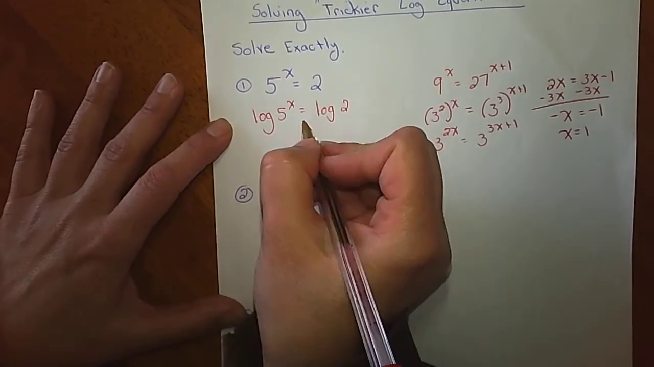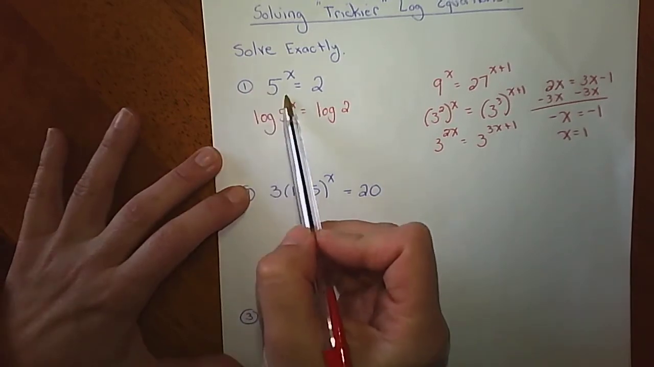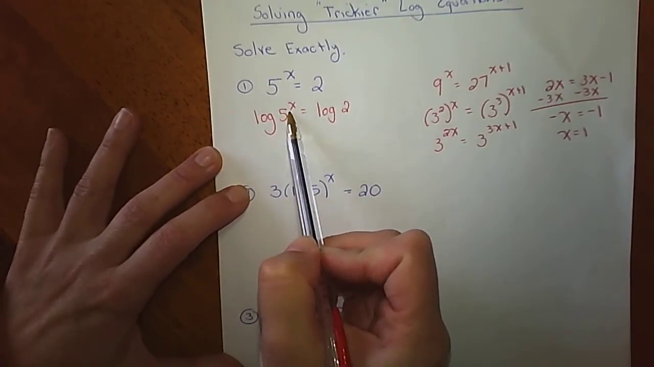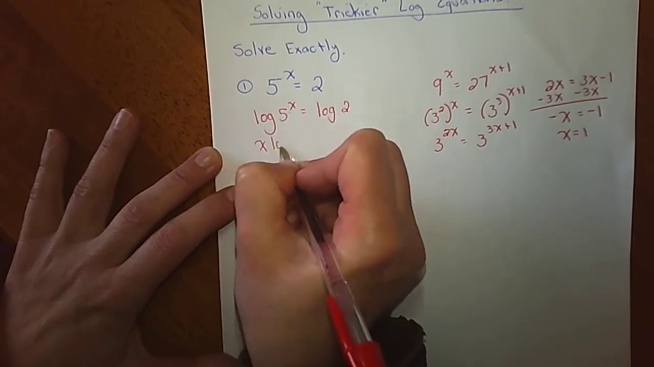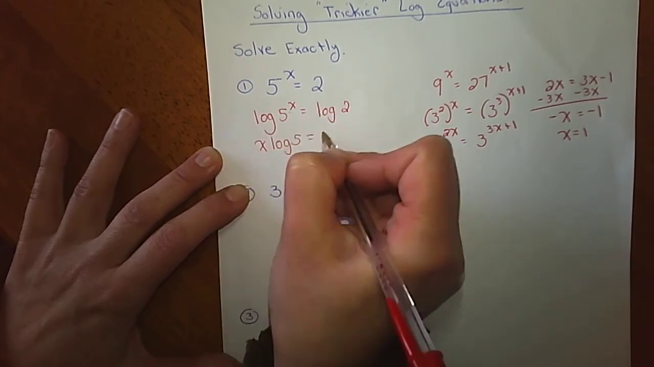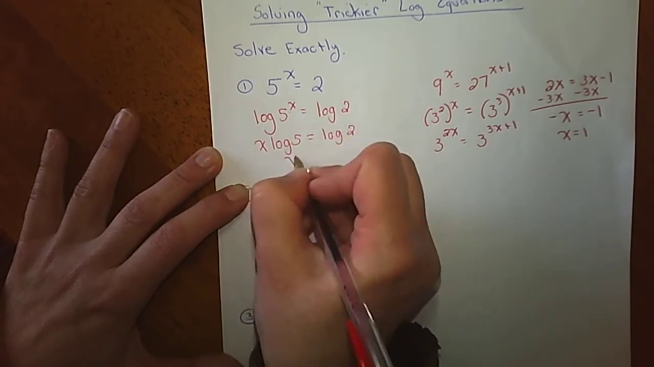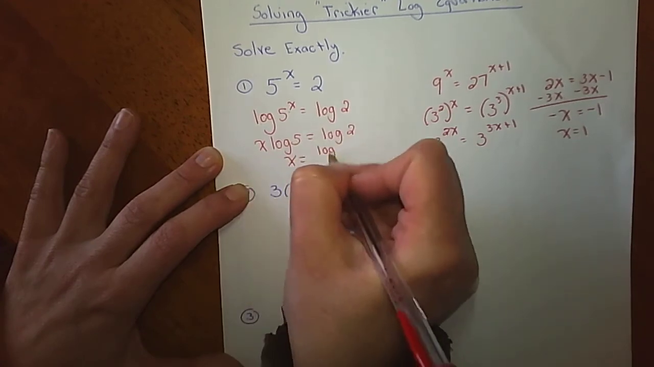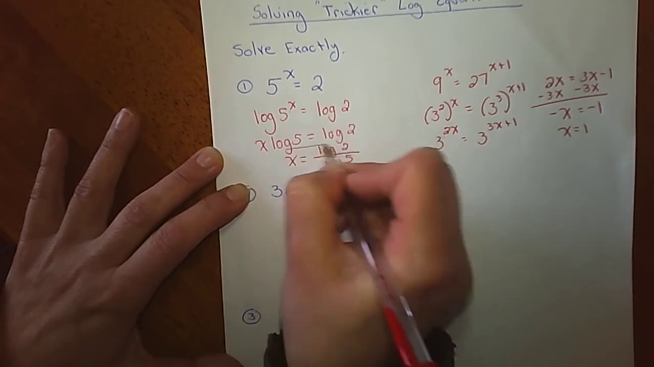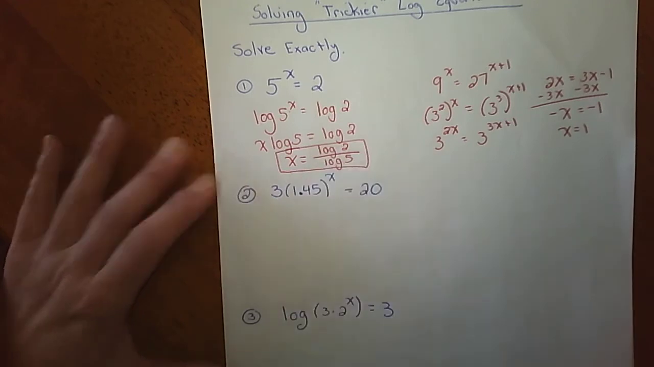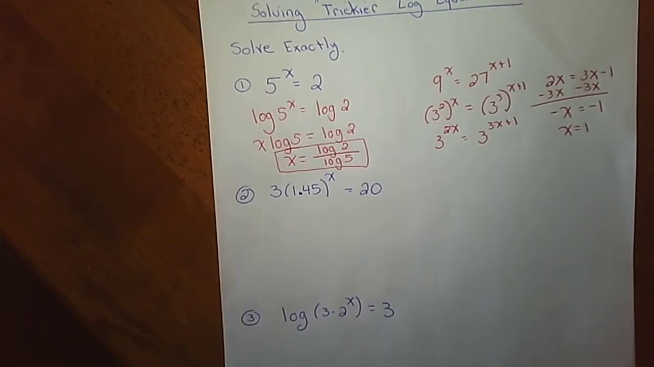All right, so now, the reason why this works is because of our properties of exponents. Where does this exponent want to fall? In front. So this becomes x log 5 equals log 2. And now I just have to divide both sides by log 5. And this is the answer to the question. That's considered an exact answer because I'm not giving you a decimal.